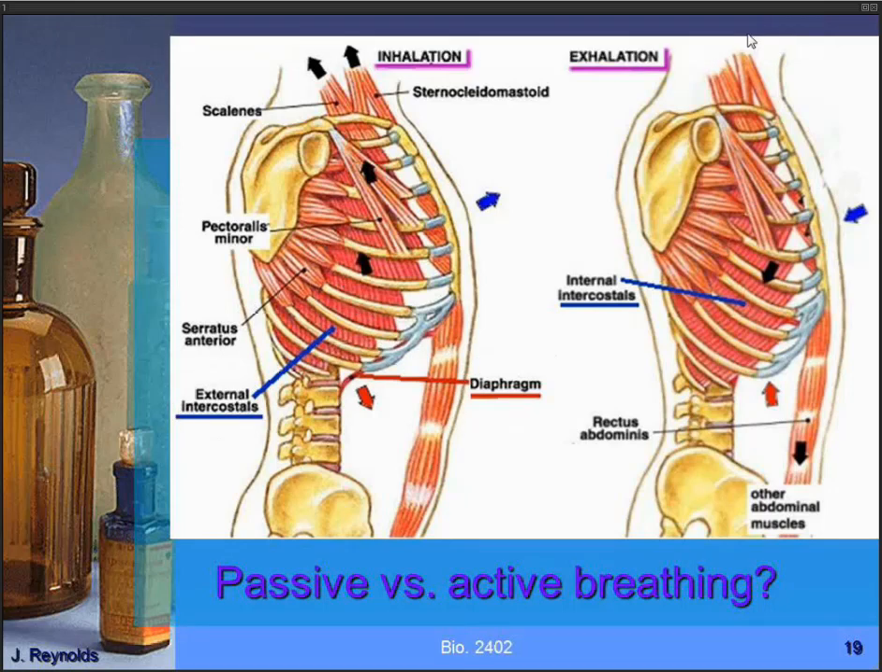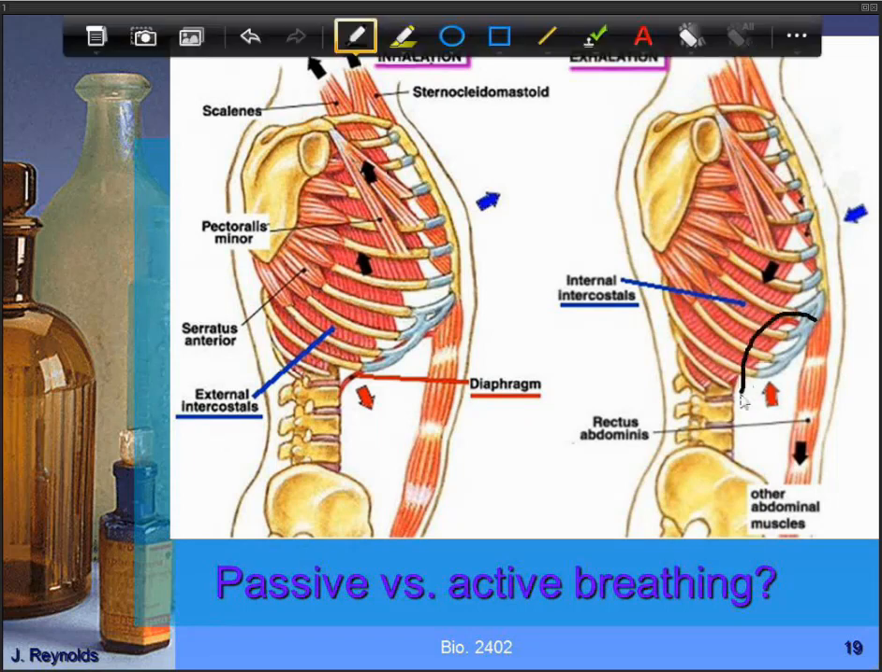By the way, in the right-hand shot, you see, again, relaxed. Look at the diaphragm. It's really high right there. And over here in the inhalation side on the left, you can see it's been pulled downward. It's flatter. Keep that in mind.